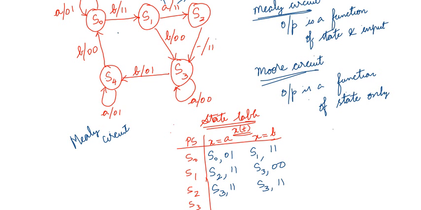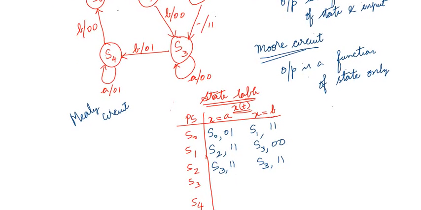Now fill for S3. We are in state S3. When the input is A, we go back to the same state S3, and the output is 0 0. When we are in state S3 and the input is B, we go to state S4, and the output is 0 1.